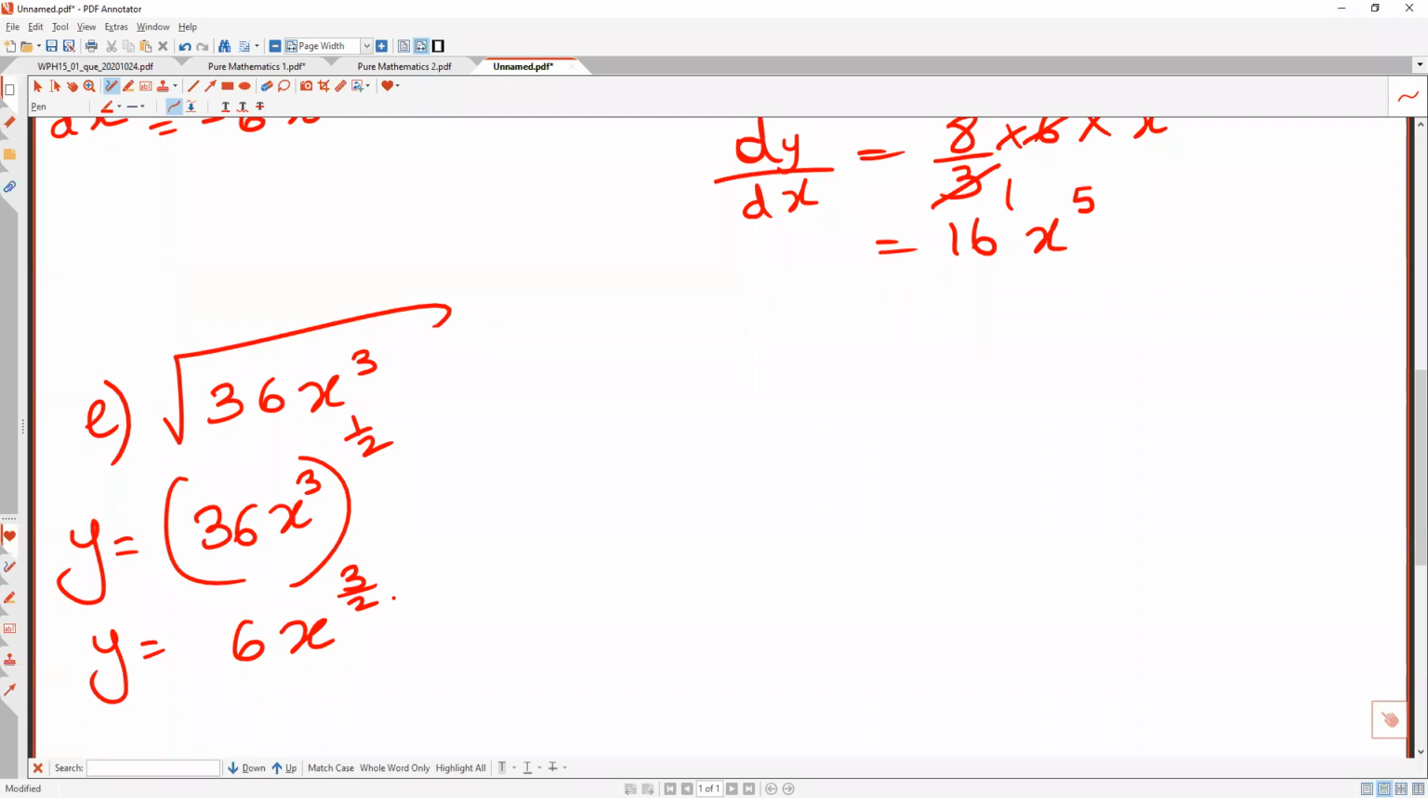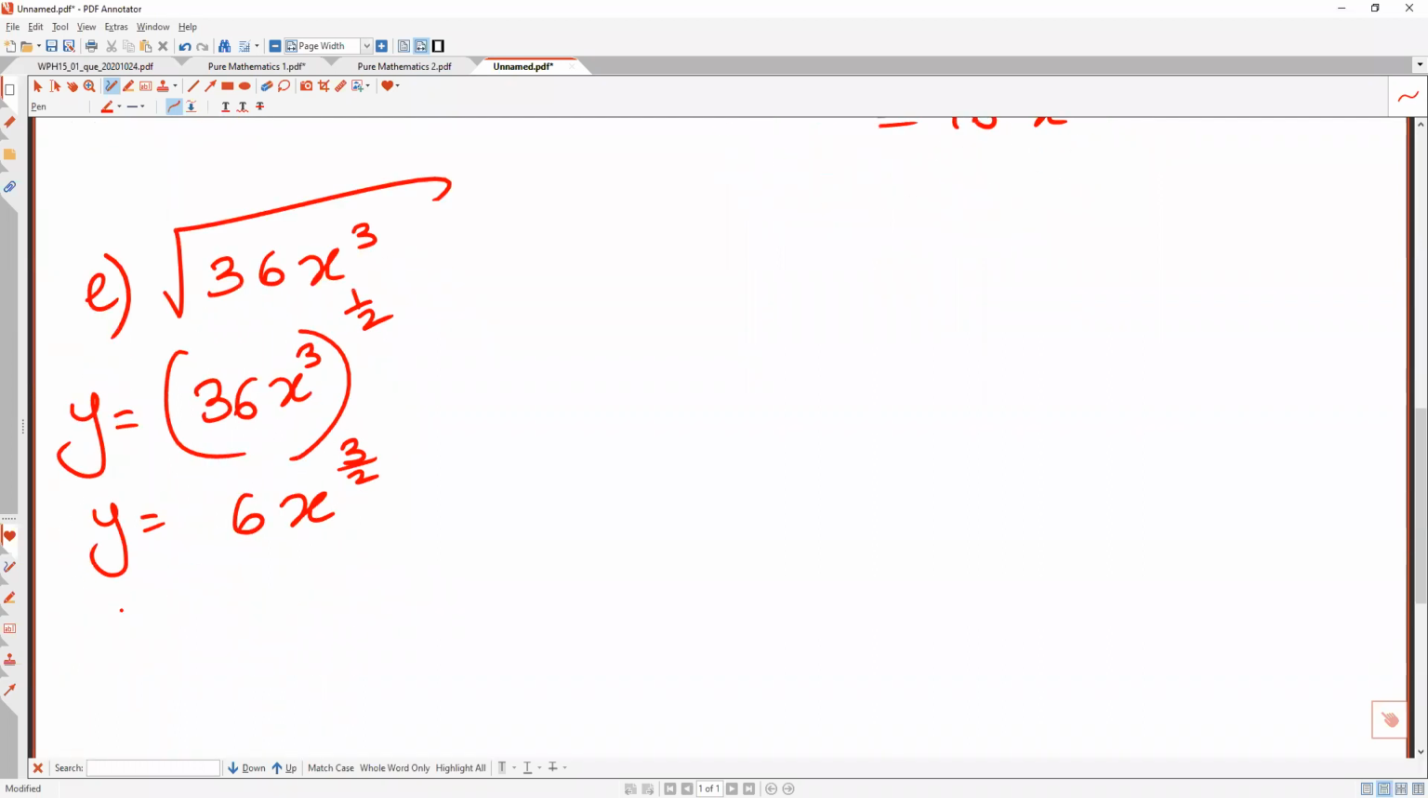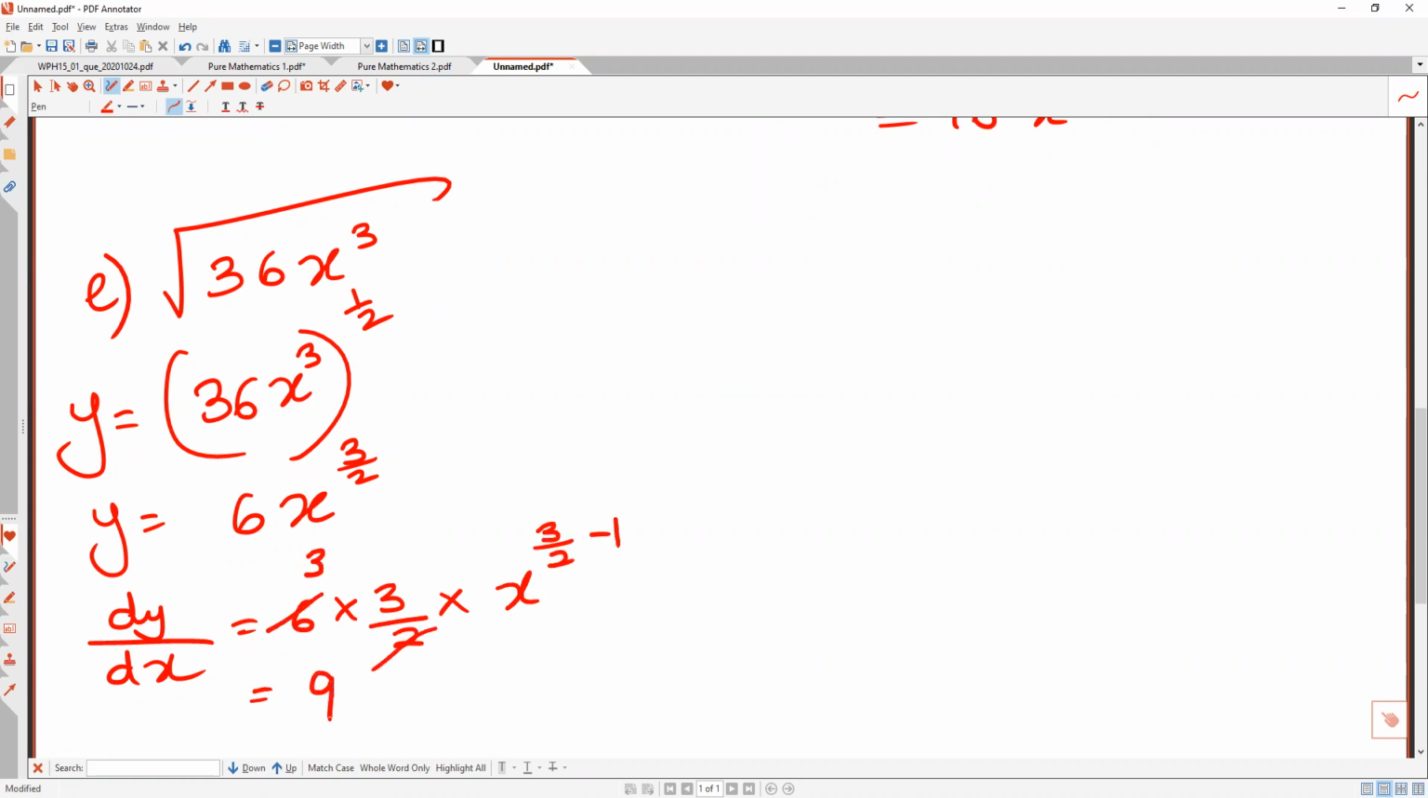Okay. So what will dy by dx be? dy by dx is going to be 6 into 3 by 2 multiplied by x raised to 3 by 2 minus 1. 2 on the 2, 3 to the 6, 9 x raised to, what is 3 by 2 minus 1? What is 3 by 2 minus 1? 1 by 2. So that is your answer.